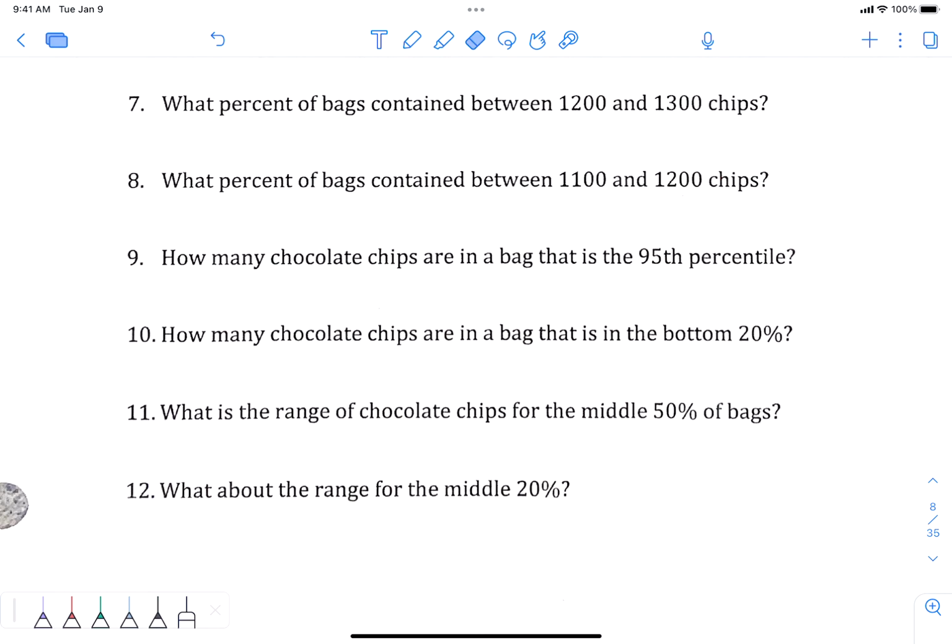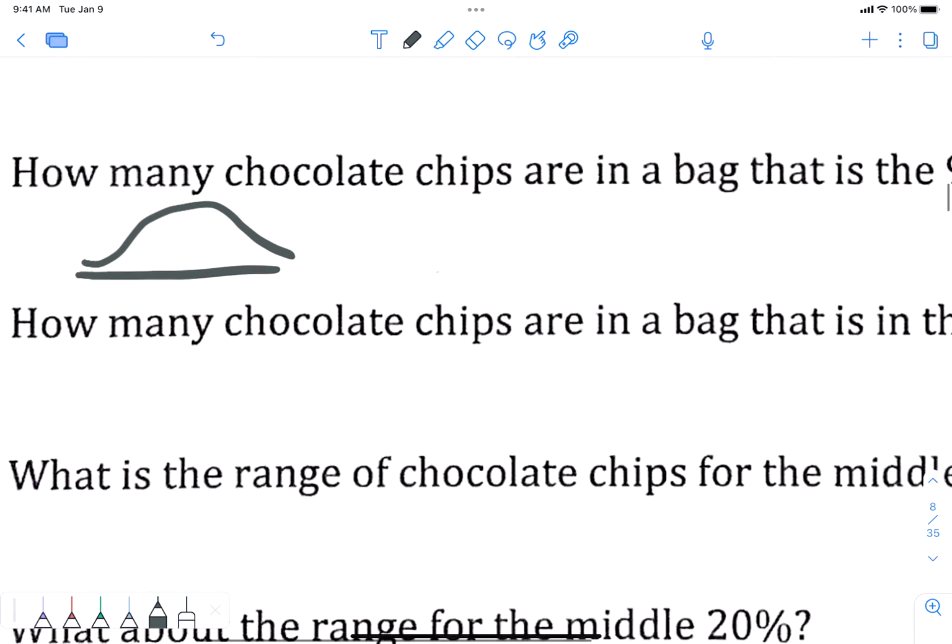The 95th percentile. Okay? I have to draw my little thing here. We want to know how many chocolate chips are in the 95th percentile. Zero's here. What does 95th percentile mean? 95% below. Okay, so where do we live? Right there. Something like that. That means 95% are below us, right? If it's a 95th percentile, 95 are below us, okay?